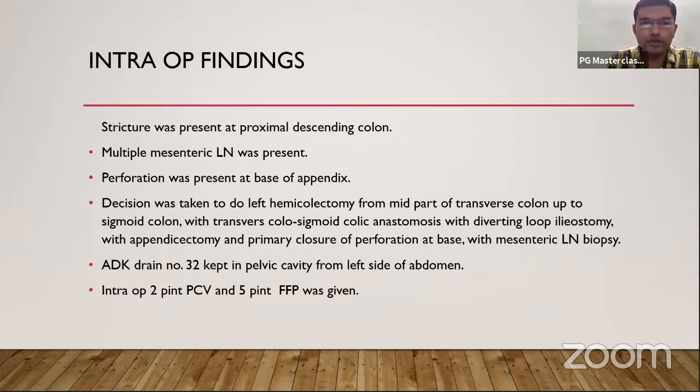The finding was a stricture present at the proximal descending colon. Multiple mesenteric lymph nodes were present. Perforation was present at the base of the appendix on the cecum. The decision was taken to do a left hemicolectomy from the mid part of the transverse colon up to the sigmoid colon, and do the resection anastomosis with diverting loop ileostomy with appendicectomy and primary closure of the perforation at the base of the appendix, and with mesenteric lymph node biopsy. So a number 32 drain was kept in the pelvic cavity from the left side of the abdomen, and 2 units of PCV and 5 units of FFP were given.